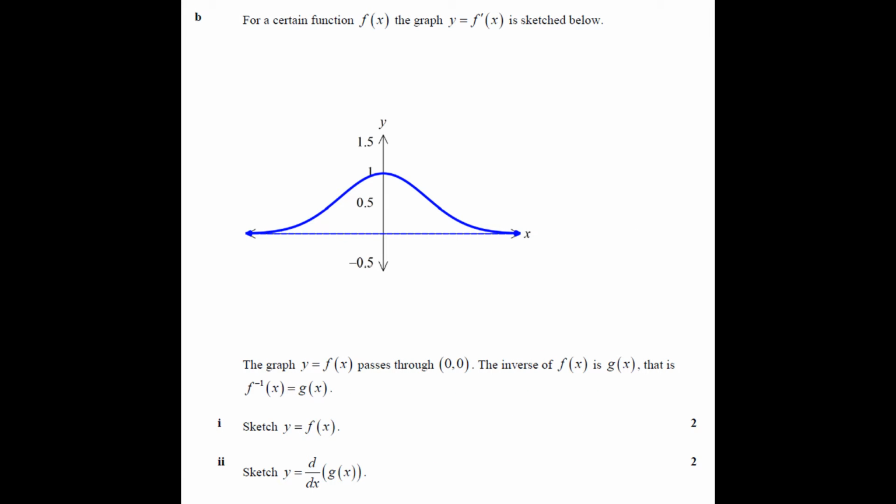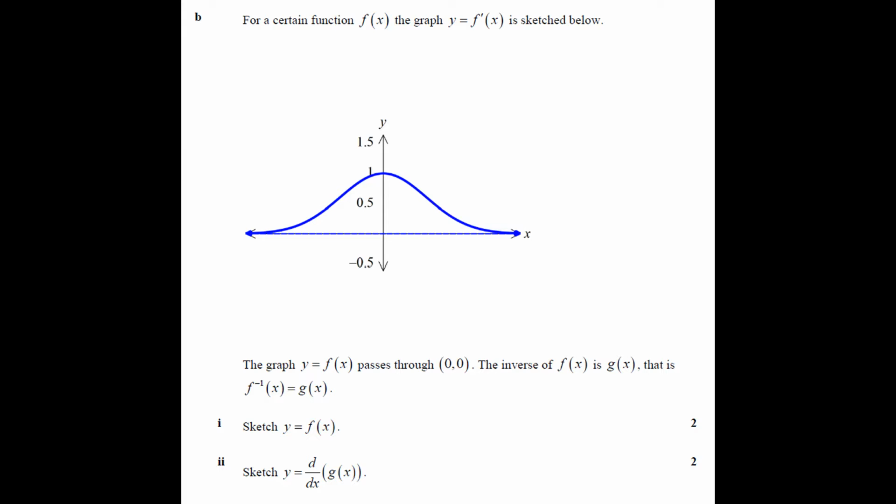Hi everyone, in this video I'm working through question 15 part B of the 2020 Extension 2 trial exam from Ascham. So it's a two-part question, so as normal I'll work through each part in a separate video, and here in this first video I'll be focusing on part 1.